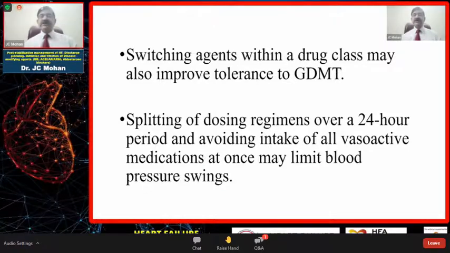Splitting dosing regimen over a 24-hour period and avoiding intake of all vasoactive medications at once may limit blood pressure swings. But this is another thing which we can do, even though many of us believe in giving drugs in one go. You could split the doses, and this could help these patients in better tolerance.